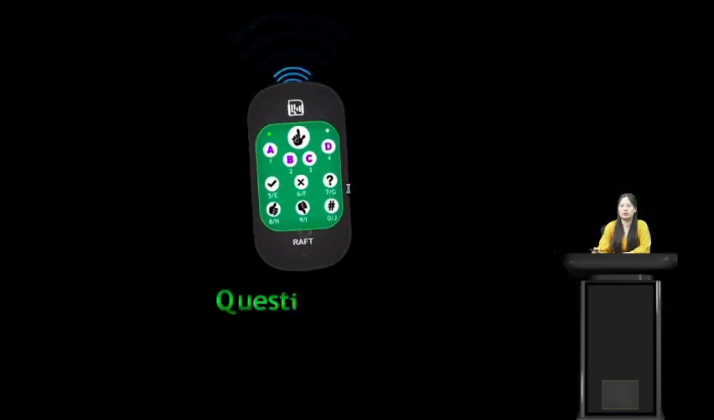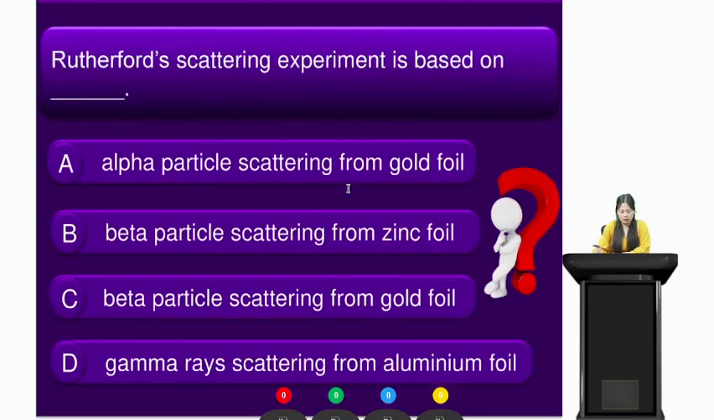Alright students, before we proceed further, let us answer one more question. The question is: Rutherford's scattering experiment is based on which of the following? I'm giving you 30 seconds for this question. Your time starts now. Option A is alpha particle scattering from gold foil, option B beta particle scattering from zinc foil, option C beta particle scattering from gold foil, and option D gamma ray scattering from aluminum foil. So which of the following options is the correct answer?